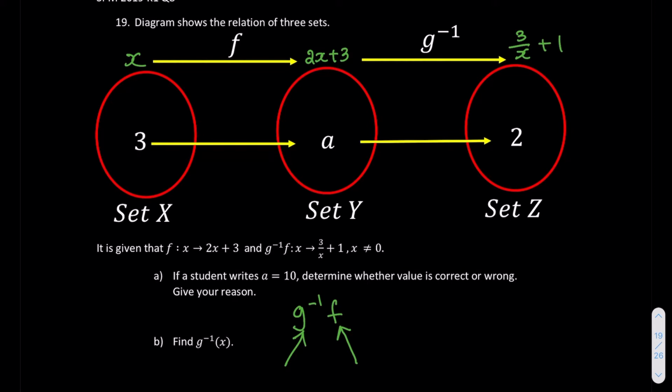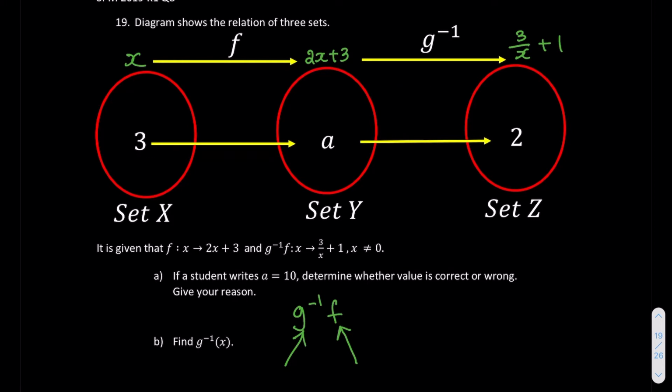If you ask me why this one is not reversed, it's because they themselves give it to us in the question that in this direction it is already the g inverse. So if you want to reverse one more time, this is eventually the inverse of g inverse, and the inverse of an inverse is just g. Don't confuse with this one.